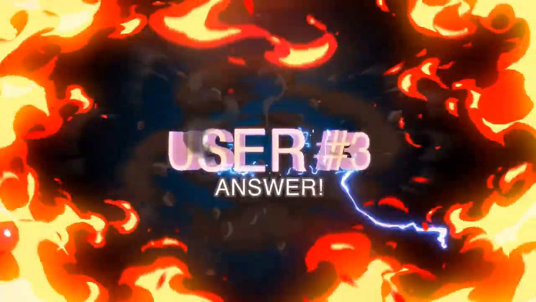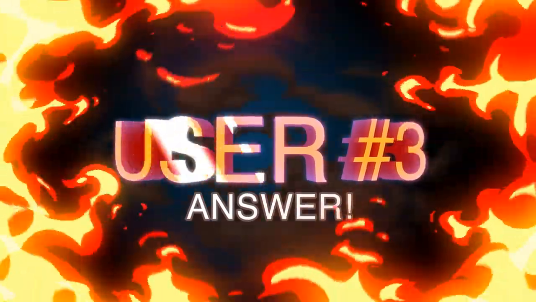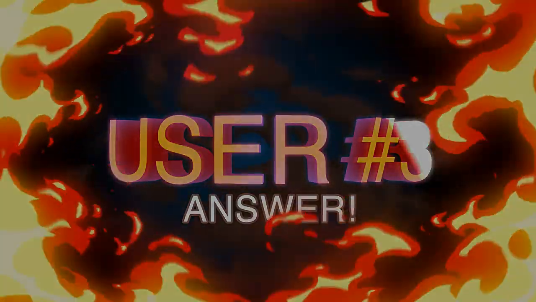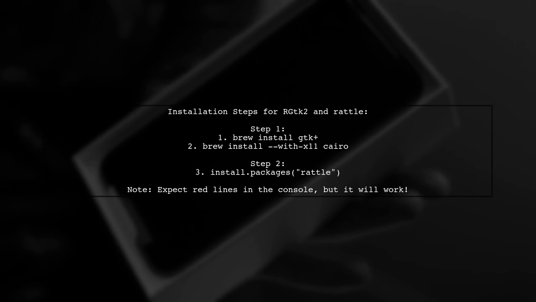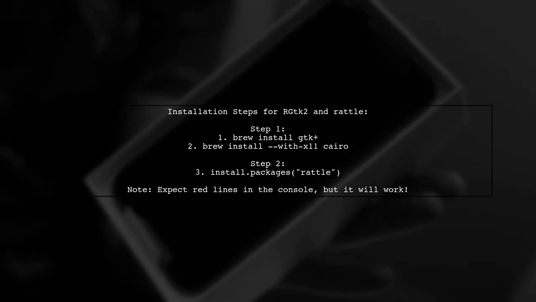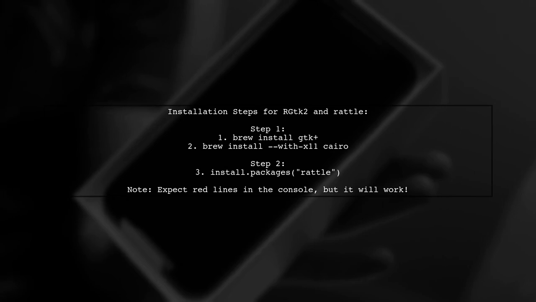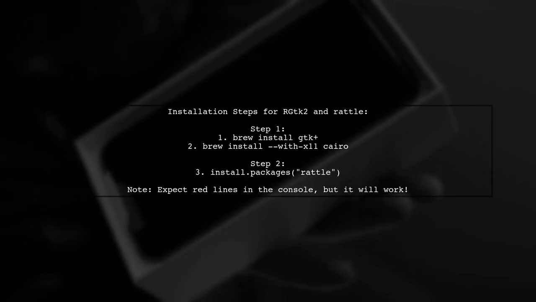Let's now look at another user-suggested answer. To install the RGtk2 and rattle packages on macOS, start by using Homebrew to install GTK and Cairo. Then proceed to install the rattle package. Don't worry, if you see red lines in the console during installation, it will still work.